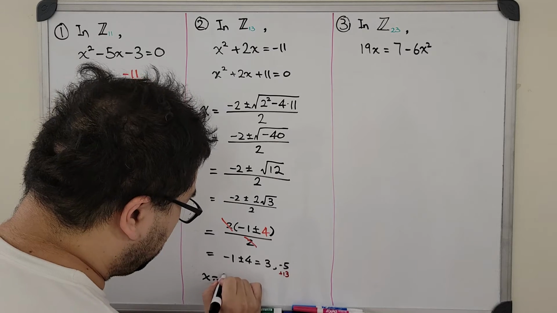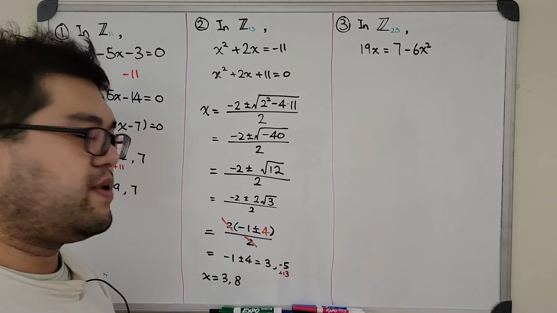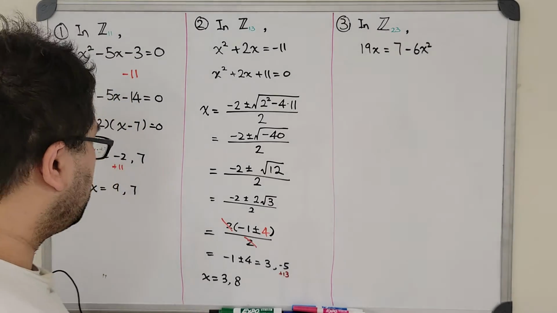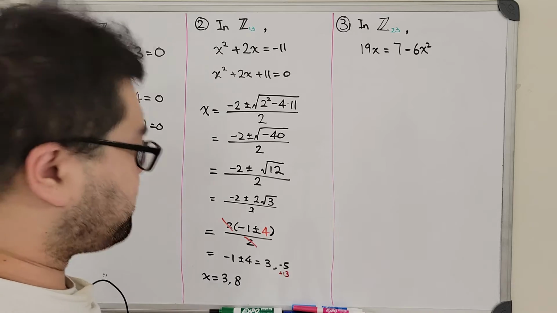X equals 3 or -5 plus 13, which is 8. Good. Last one, we can do the same thing.